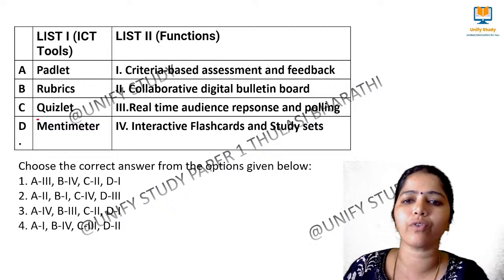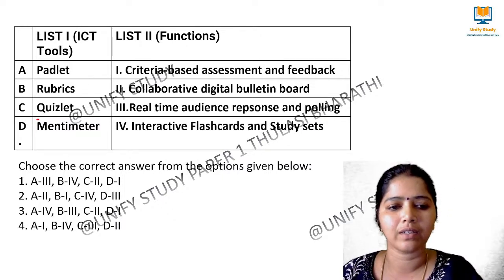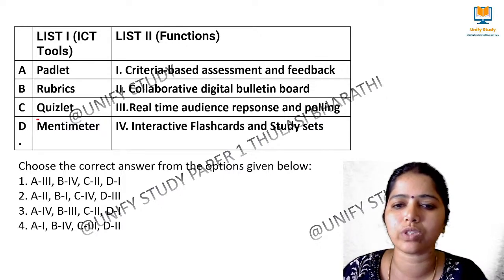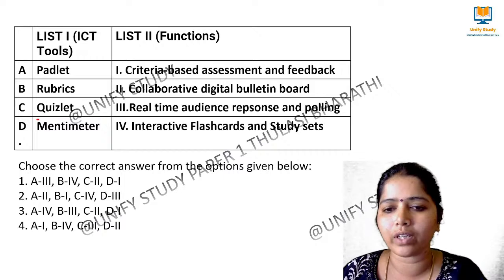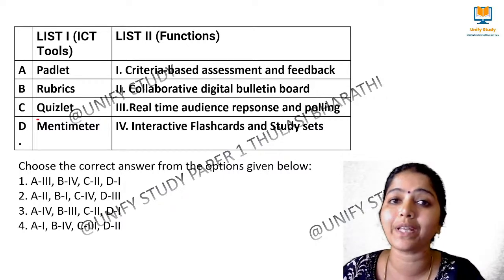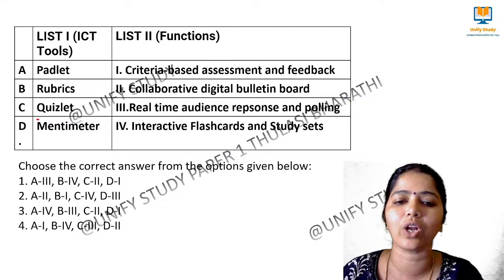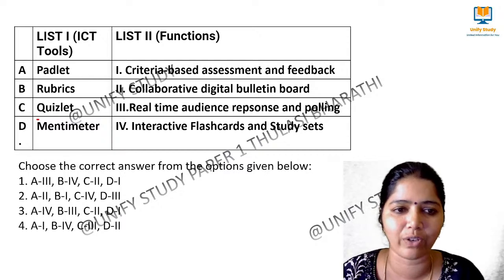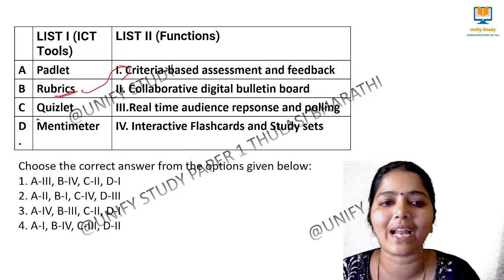Yes, the right answer for this question is again option number 2. Very good. What is rubrics? Just now I told you, rubrics is a criteria based assessment tool. If you go for competitions, there they will be writing for creativity 10 marks, for presentation 10 marks, like that. So that is called rubrics. So criteria based assessment and feedback.